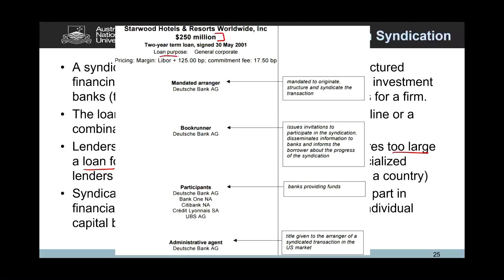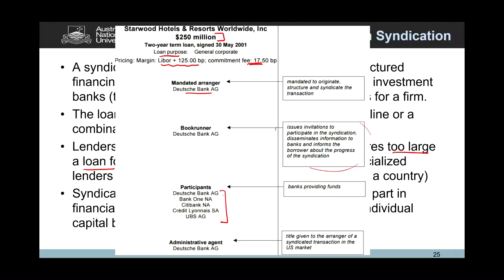And they specify the loan purpose to finance their general corporate operations. The pricing, the reference rate is the LIBOR plus 125 basis points. They specify the fees. And then they talk about who is the lead manager, Deutsche Bank. And then the book runner, there is a definition here. And who are the participants? Deutsche Bank, Bank One, Citibank, Credit Lyonnais, and UBS.